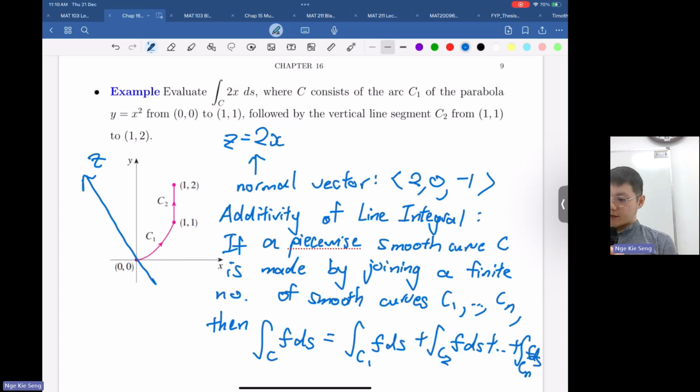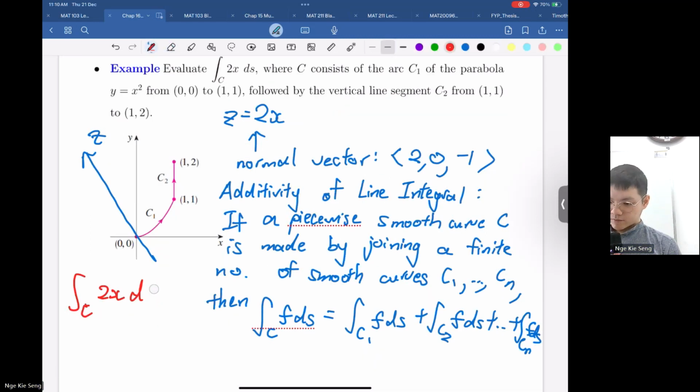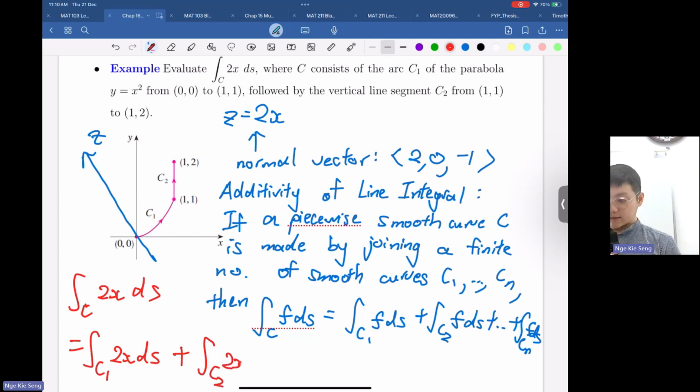So for example here, our C is made out of two smooth curves, so we can split the integral over C. The integral over C of 2x dx splits into the integral over C1 of 2x dx plus the integral over C2 of 2x dx.